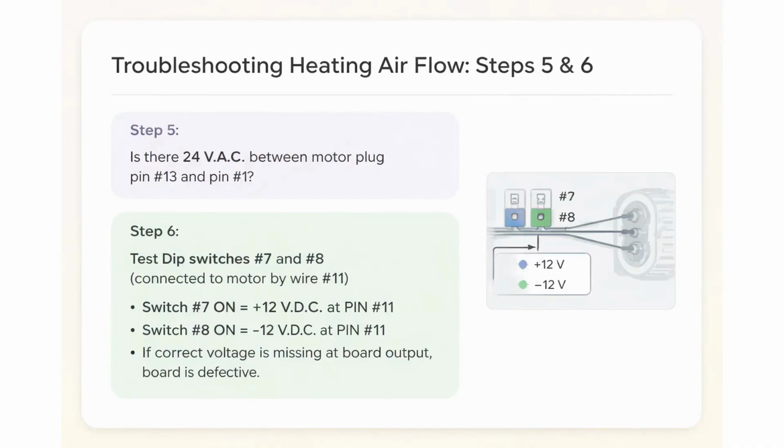Step 5 involves checking for 24 volts AC between pin 13, which is the high heat speed, and pin 1 on the motor plug. If that checks out, step 6 tests the heating airflow programming switches, numbers 7 and 8. These communicate with the motor via pin 11. By turning switch 7 on, you should read positive 12 volts DC at pin 11. Turning switch 8 on should give you negative 12 volts DC. If these voltages aren't present at the board's output, the control board itself is defective.